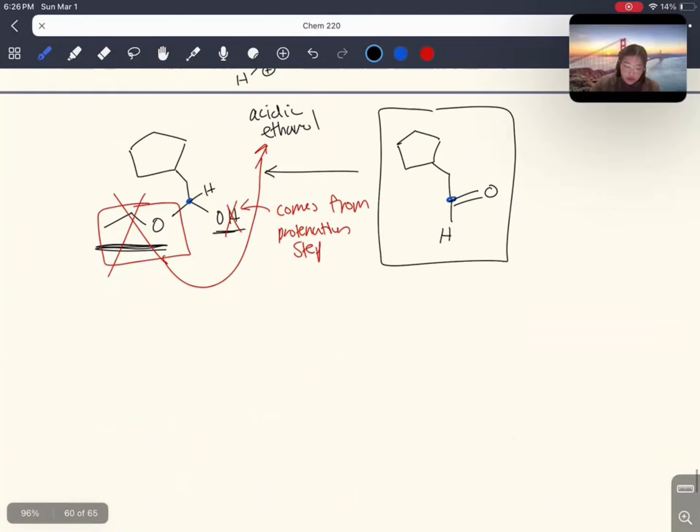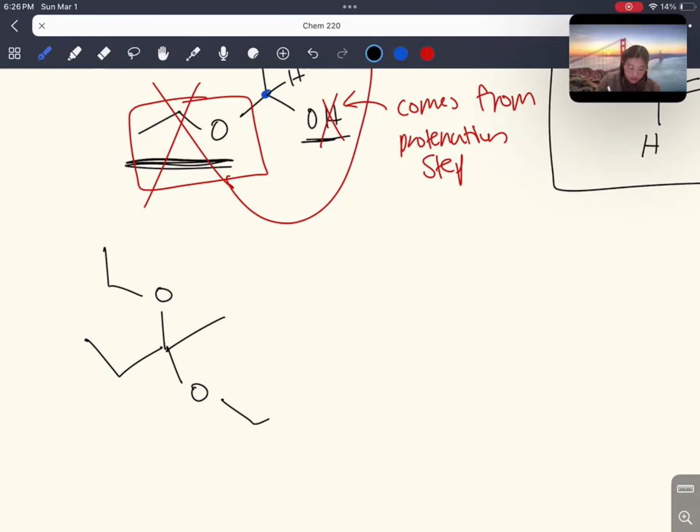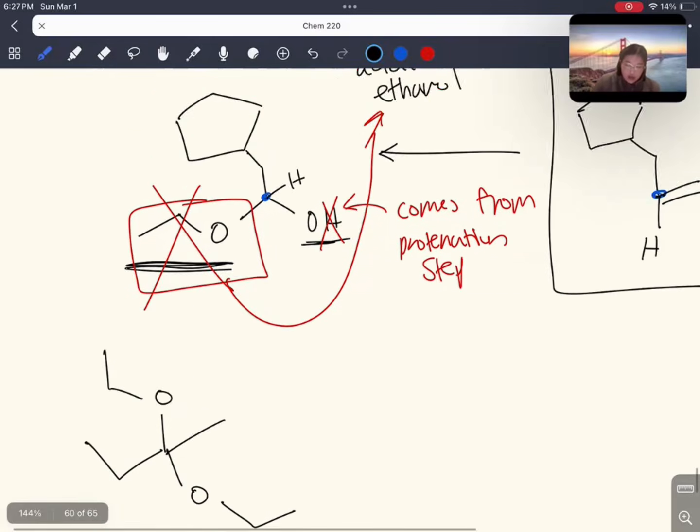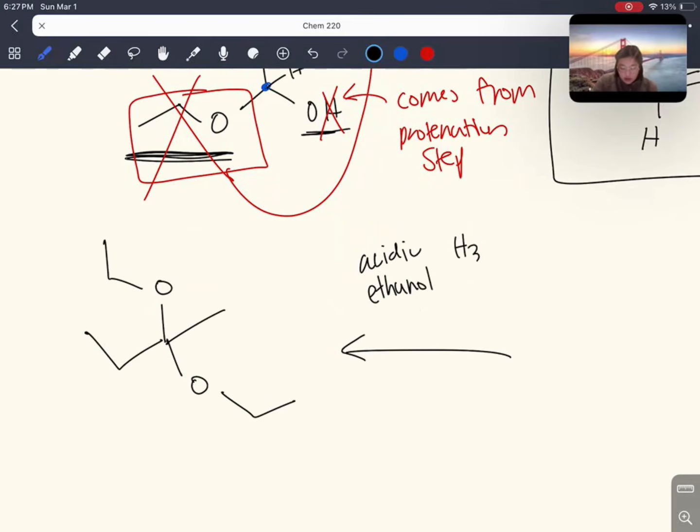So now if I were to do the third molecule, which is an acetal, it looks like this, right? And so we're adding acidic ethanol, which is H3O plus, and your ethanol, which looks like that. Okay.